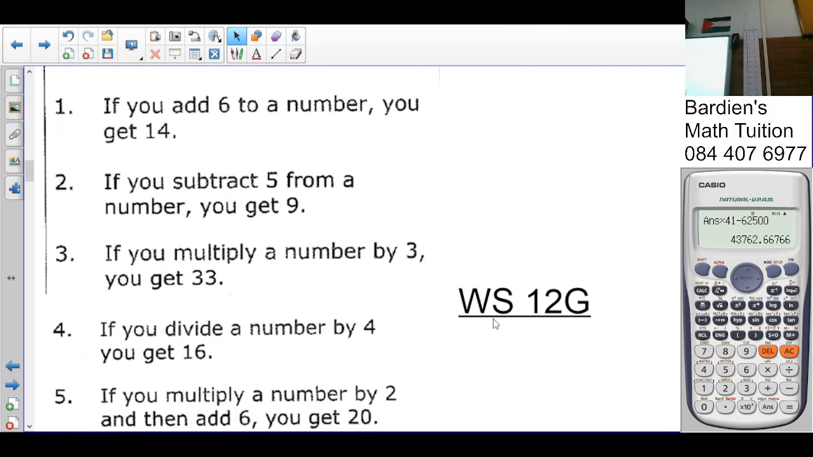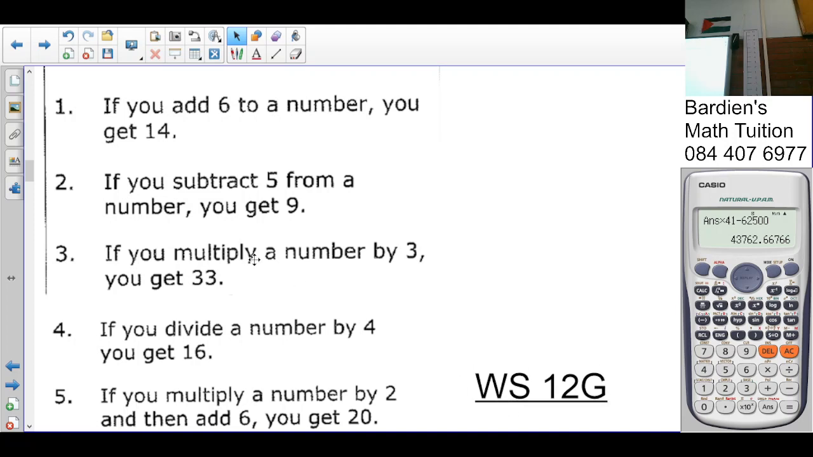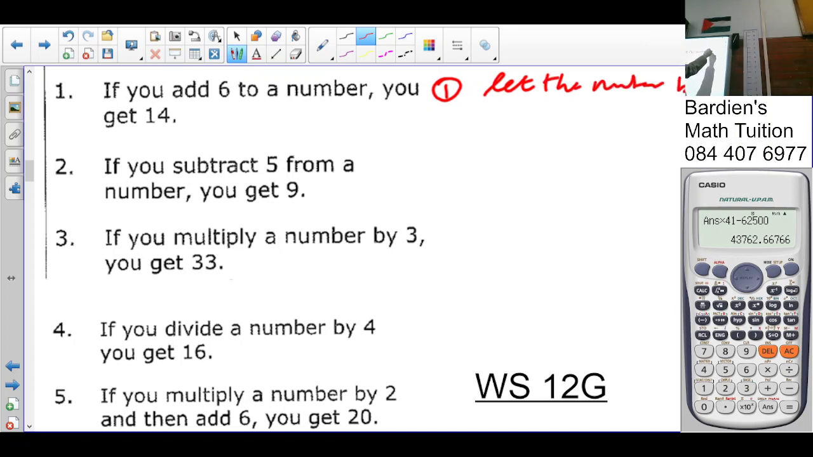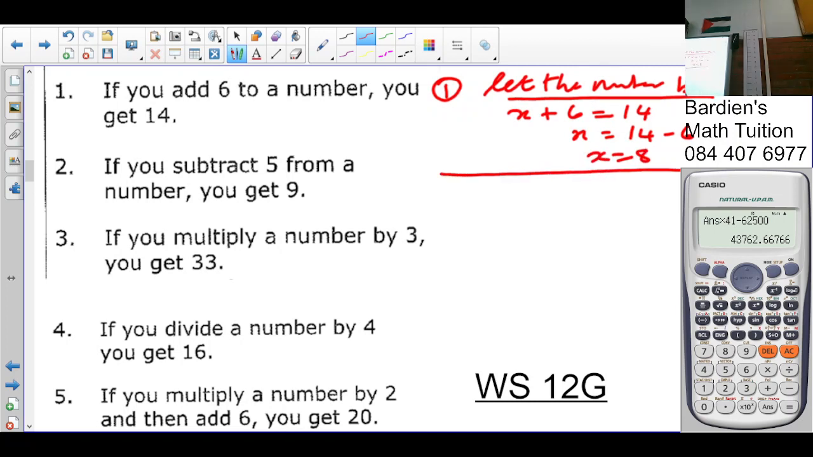Number 1. If you add 6 to a number, you get 40. That is simple. So let the number be x. So what do we have? x plus 6 equals 40. So x is equal to 40 minus 6, which is 34. Nice.